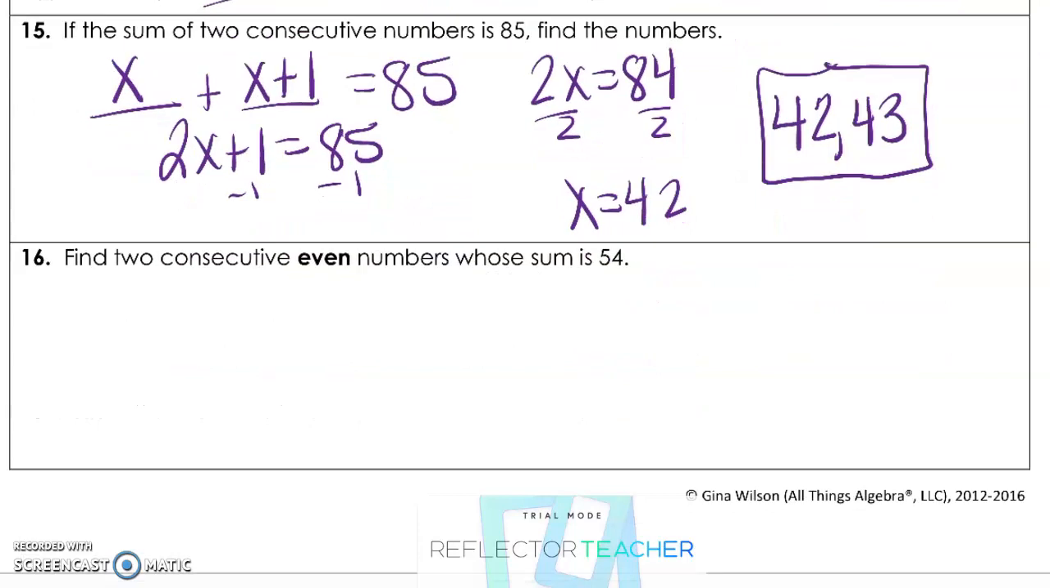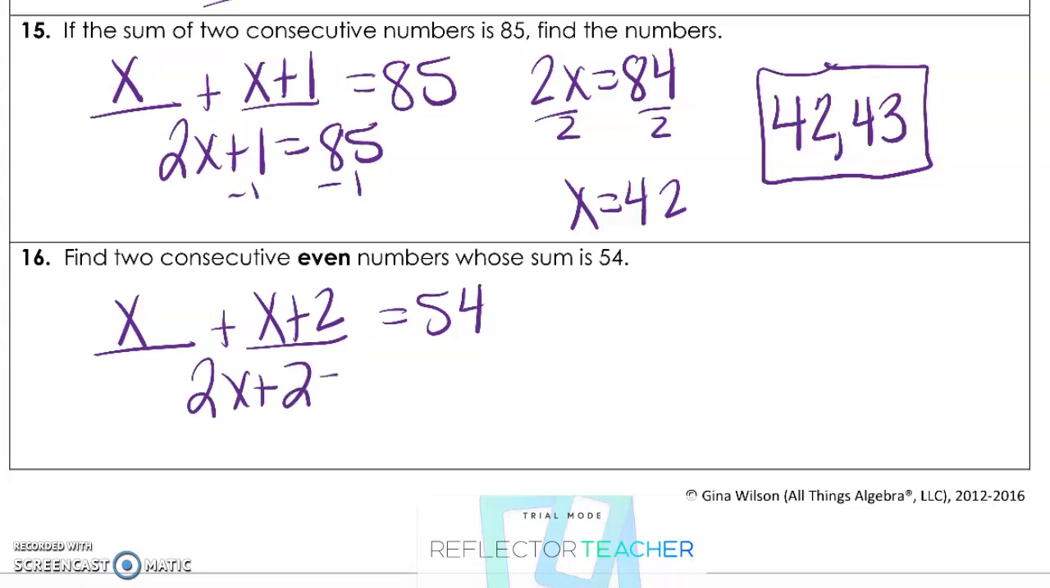16, we want two consecutive even numbers. So I still just want two numbers who add to 54. Only now they're even. So I'm going to do x, then my next one needs to be x plus 2. To get the next even number, I need to go two numbers away. So now instead of 2x plus 1, I've got 2x plus 2 is equal to 54. You'll notice that a lot of these are going to end up looking the same. It all just depends on how many numbers you're adding together.